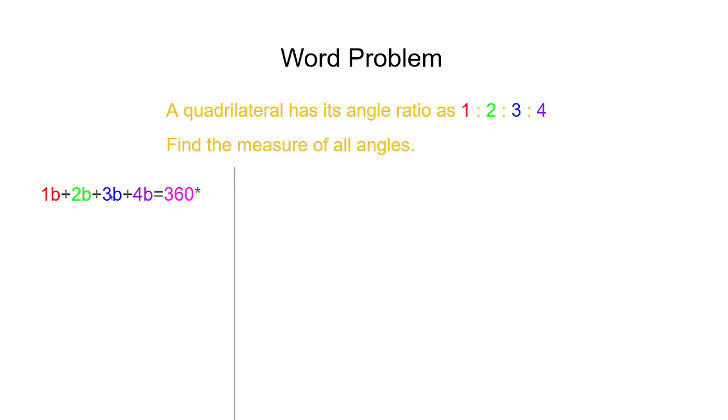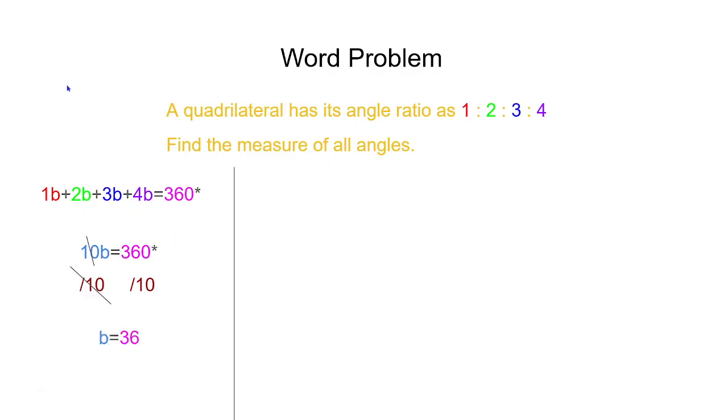Since a quadrilateral's angles add up to 360 degrees, adding the 4 angles together would equal 360 degrees. So simplifying this, we get 10b is equal to 360. Then we divide both sides by 10. The reason I'm using the star symbol is that I don't have the degree symbol, and I just didn't want to write out degrees. That's fine. Then we're left with b equaling 36.